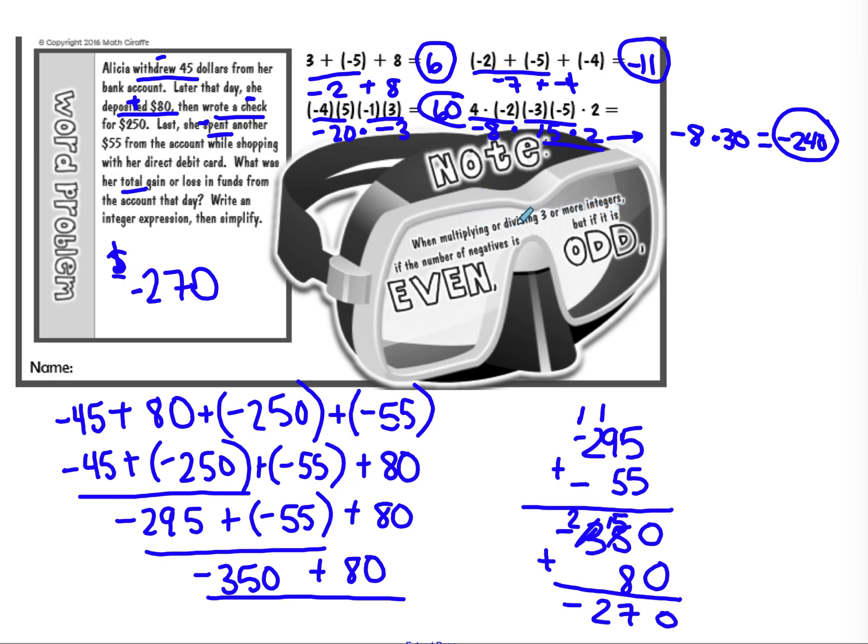And then here it says, note when multiplying or dividing 3 or more integers, if the number of negatives is even, your answer is going to be positive. But if your number of negatives is odd, it's going to be negative. That's what happened here. We had a total of 2 negatives. They canceled out, gave us a positive answer. Here we had a total of 3 negatives. So 2 of them canceled out, but then we had an extra one left over, and so our final answer is negative. That's not really a rule you need to memorize. It's just something that you can use to help check the sign on your answer, should you want to.